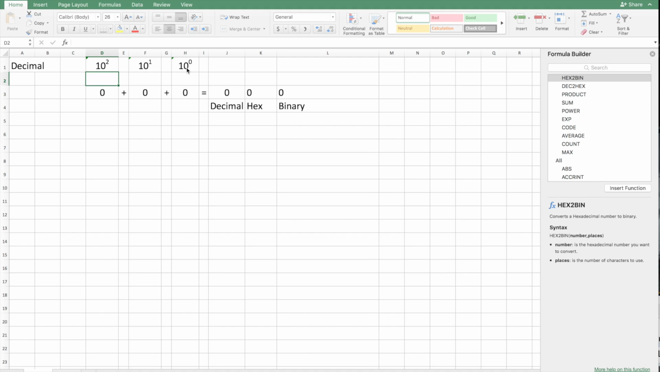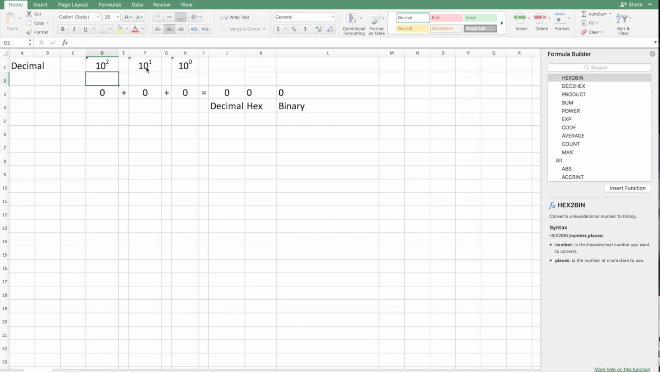So if you start thinking of our current system that we use, the decimal system, in terms of columns, we have a column of 10 to the 0, and anything to the 0 power equals 1. So in all the different numbering systems, this is going to be the ones column. Even if you put 16 to the 0, which is the hexadecimal system, this column is still going to be 1 because, like I said, anything to the 0 power is 1.